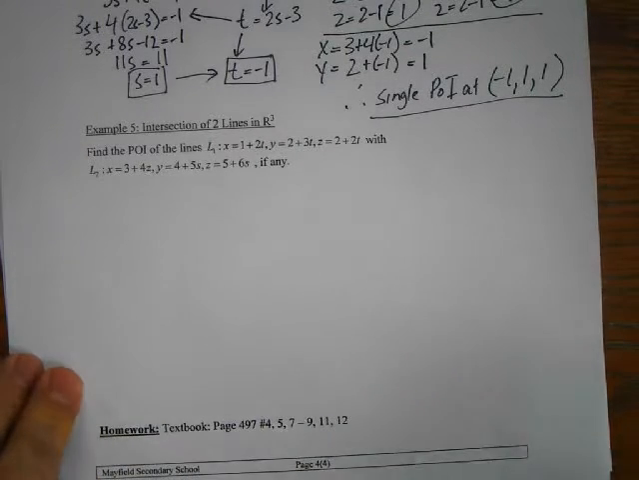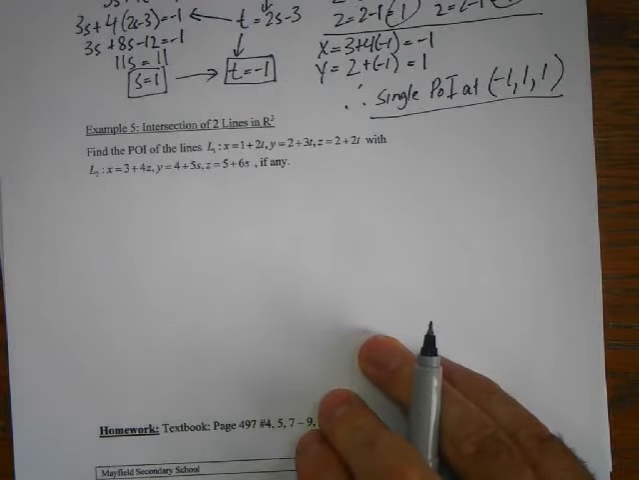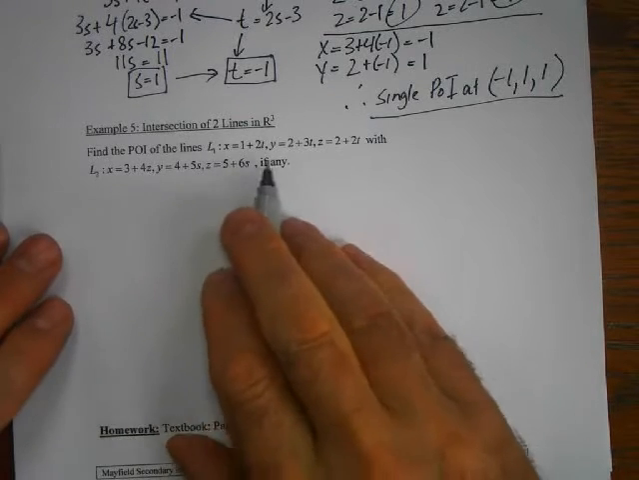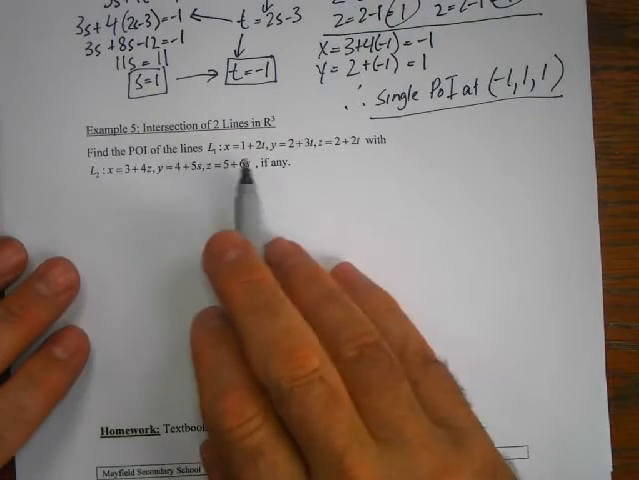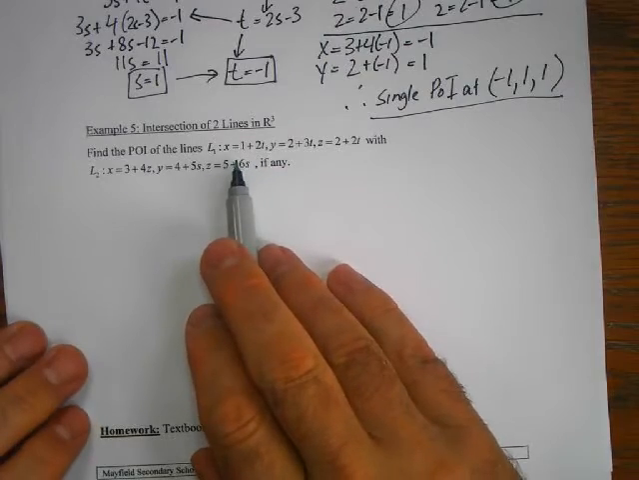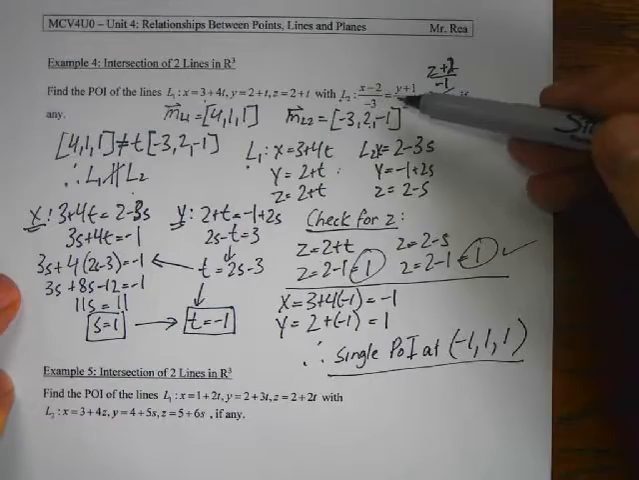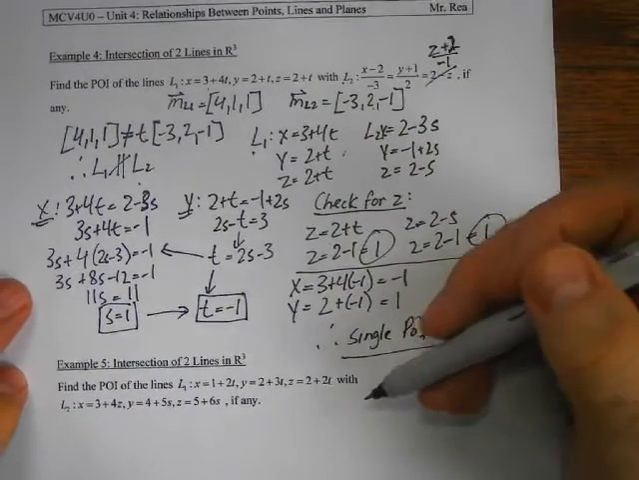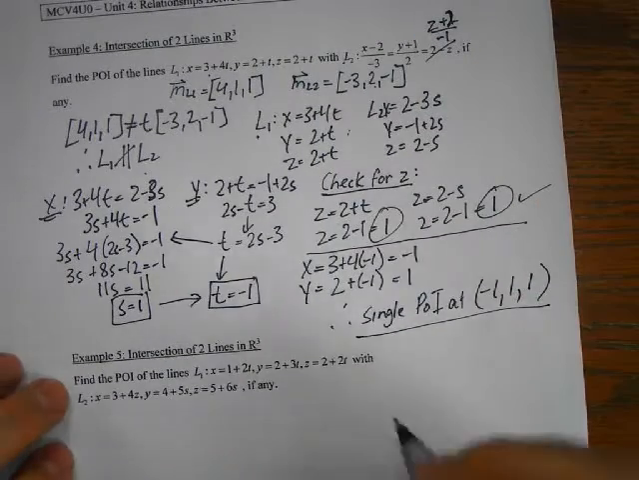So one more example here. This time find the point of intersection of these two lines, and in both cases, L1 and L2, both equations are parametric, so this is actually a little bit easier than the first one where we had to struggle with the symmetric equations to turn them into parametric. This time we've already got them done for us. What we do have to do is come up with the direction vectors of both, which isn't that bad.